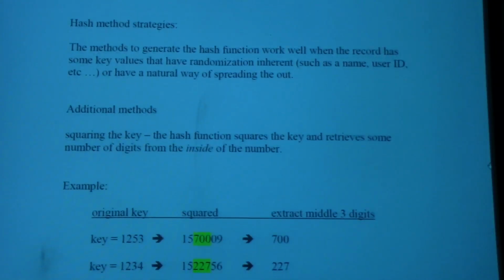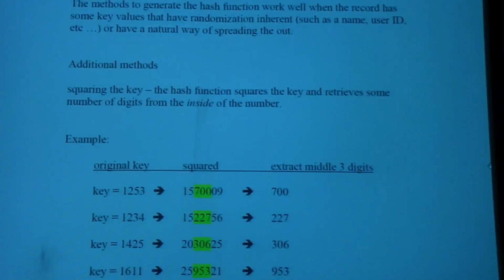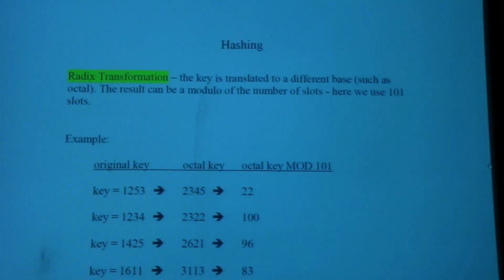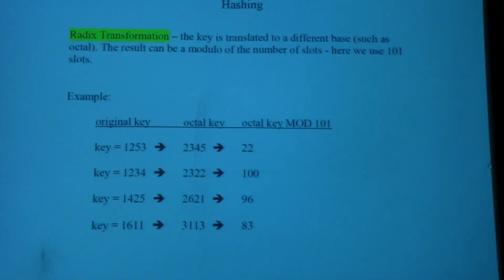Okay, so other types of strategies. Look at this over here. These are just some crazy ideas you can come up with. Let's say you have the original key right here, and what you can do is square the key. The hash function squares the key and retrieves some number of digits from inside the number. So you take this number, you square it, and you extract the 3rd, 4th, and 5th digit. And then you get this. So this is another interesting idea, and of course you can do a combination of different things.